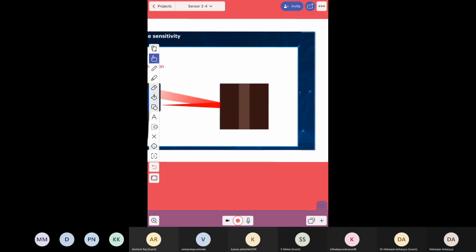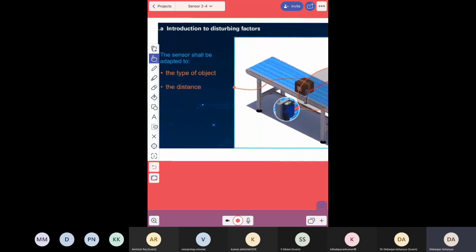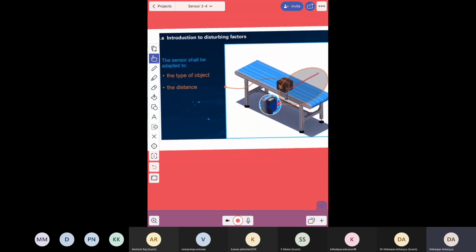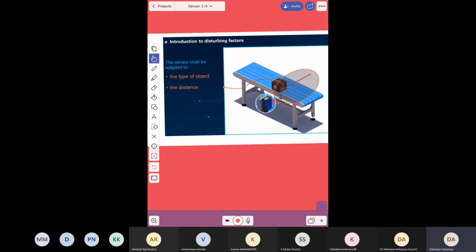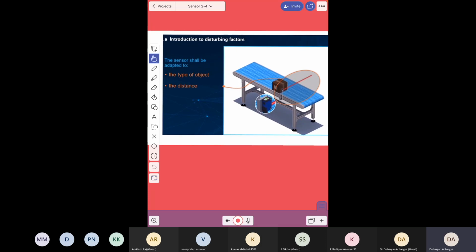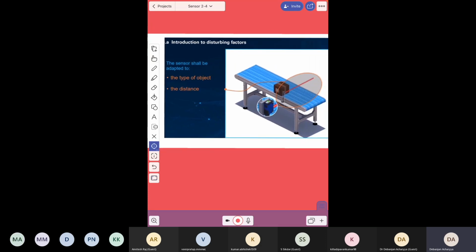Fine. Now coming to the disturbing factors of the photoelectric sensor. So this is a conveyor belt you may have seen in the industry very often. There is an object coming, and the type of the object is mainly the disturbing element. That means if you are calibrated for a non-transparent object, if a transparent object comes, there may be a problem. So you have to classify these things. If you have a supply line with both kinds of objects, you have to use more than one photoelectric sensor.